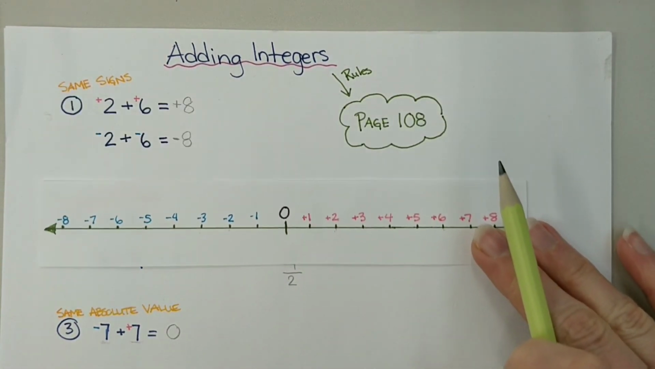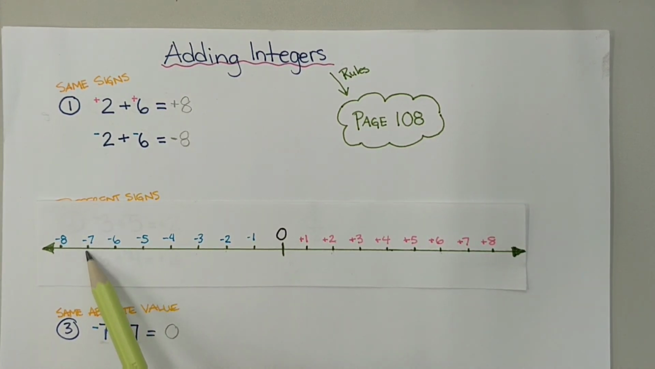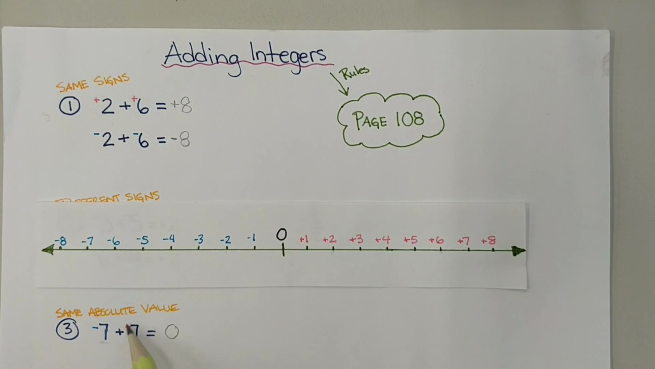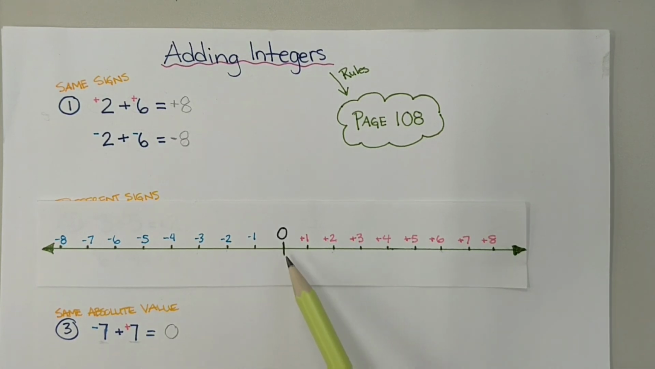And finally, when we look at the same absolute value, we use the same method as before. We start at negative 7, and we're going to move 7 spots in the warmer direction. So we go 1, 2, 3, 4, 5, 6, 7. We end up at 0. Again, the same answer we got using the rules.